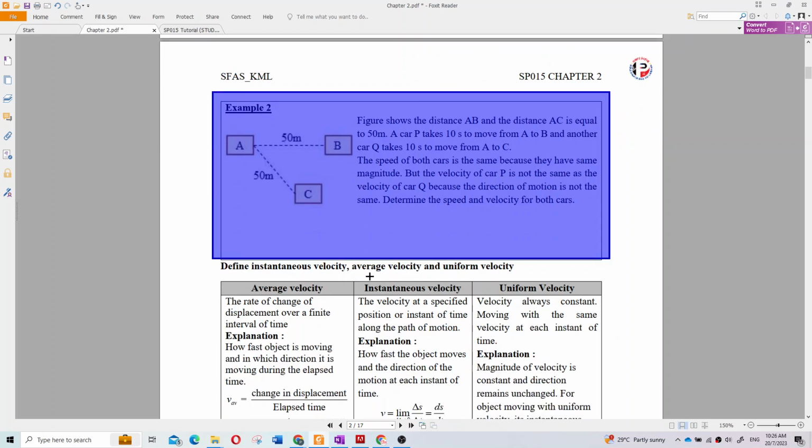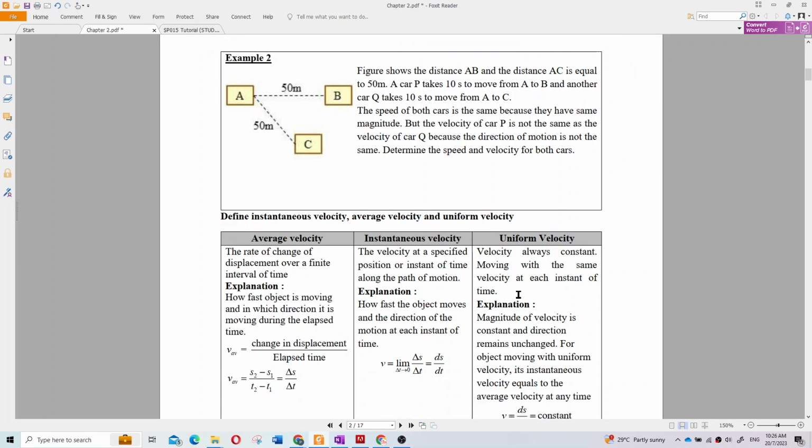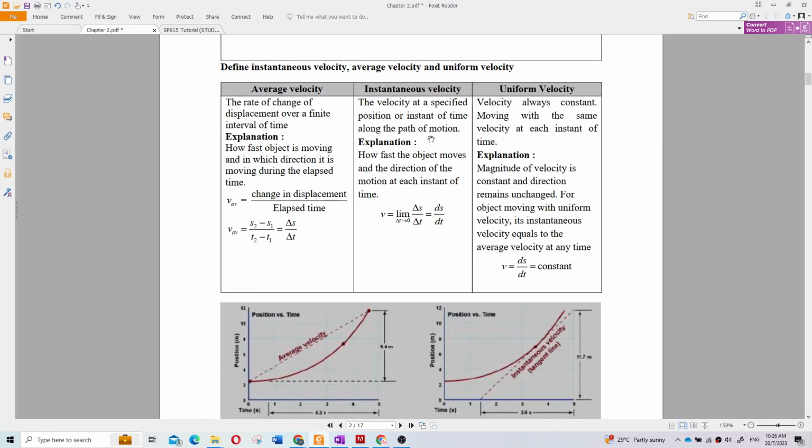All right. Now, coming to this one, instantaneous velocity and average velocity and uniform velocity. This is very important. There is a difference between average and instantaneous velocity. Apa maksud dia? Okay, look at the average velocity. It is the rate of change of displacement over a finite interval of time. But instantaneous velocity is velocity at a specified position or instant of time along the path of motion.